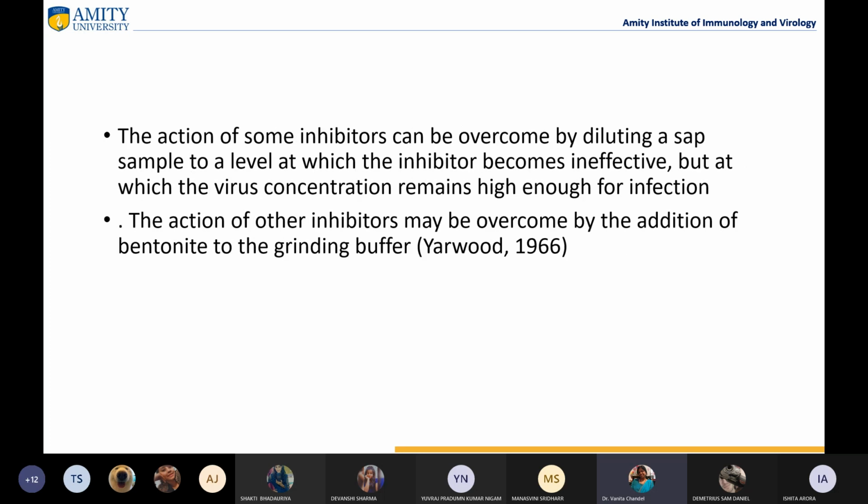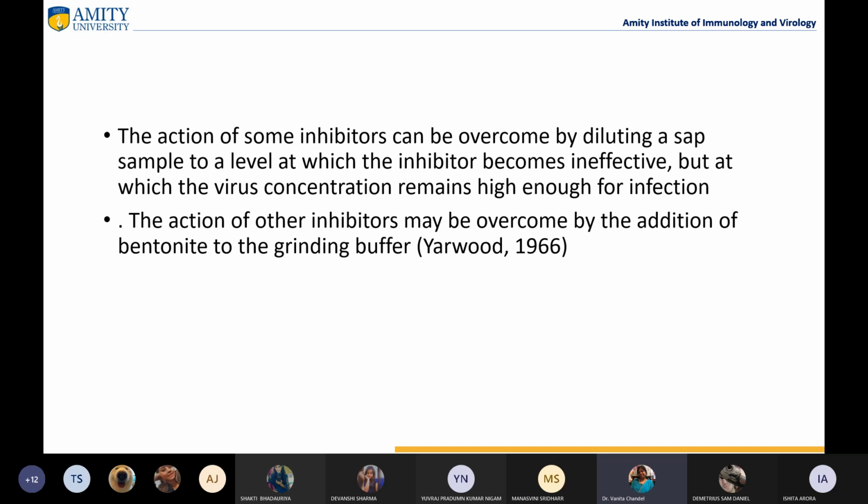So the action of some inhibitors can be overcome by diluting the sap samples to a level at which they become ineffective. But then we need to look into the virus concentration also, that the concentration should not become so low that the virus cannot infect. The virus load is too little to infect the particular plant.